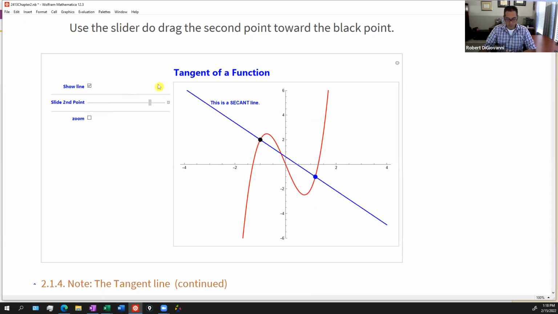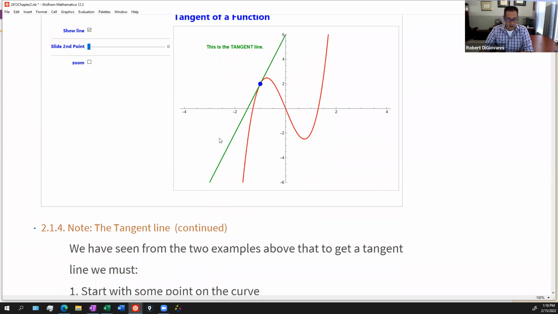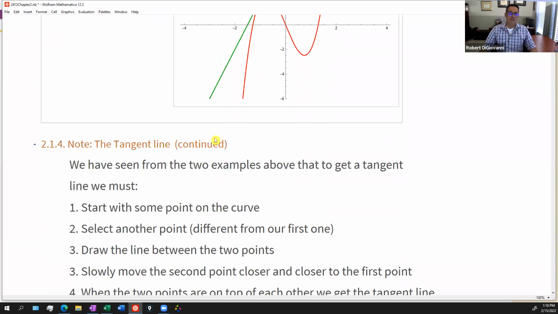So any questions on the general concept? Secant line, move the second point, place it on top of the first point, and then you get the tangent line. Secant, tangent, secant, tangent. Yes? All right. Well, let's start working this out. Let's see what this is going to take.